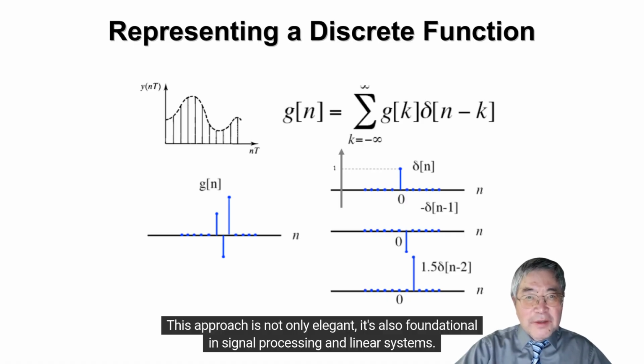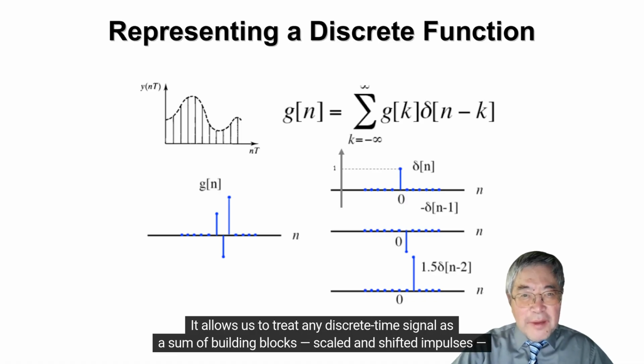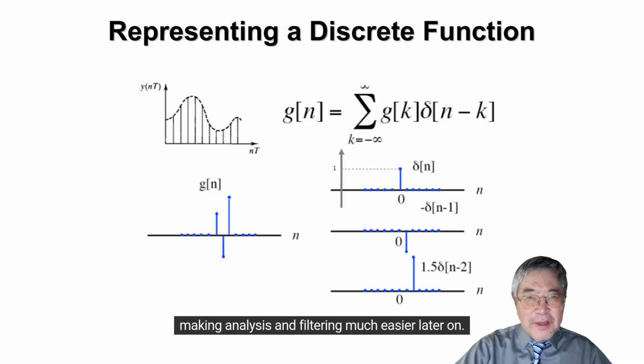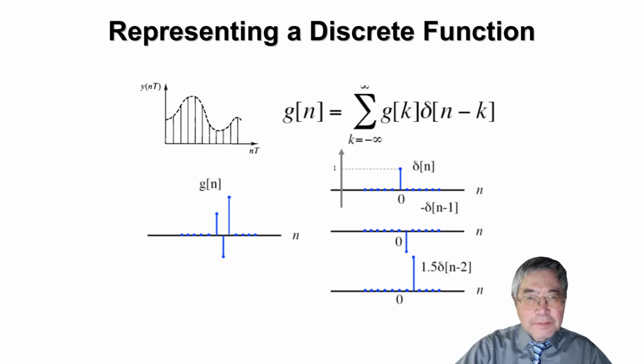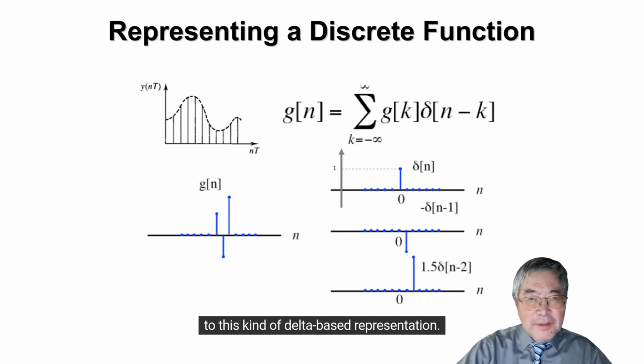This approach is not only elegant, it's also foundational in signal processing and linear systems. It allows us to treat any discrete time signal as a sum of building blocks, scaled and shifted impulses, making analysis and filtering much easier later on. We'll continue building on this idea when we introduce convolution, which is just the response of a system to this kind of delta-based representation.